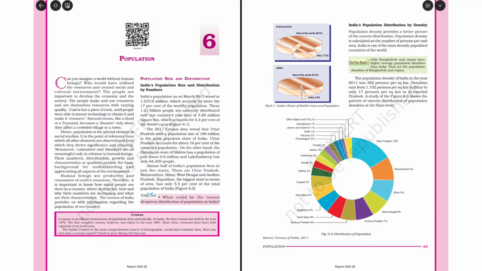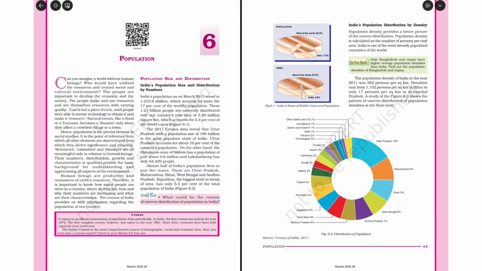And the complexity deepens because, as the text emphasizes, that population is wildly unevenly distributed even within those borders. Yeah, the text gets into the specific states here. It says, the 2011 census data reveal that Uttar Pradesh, with a population size of 199 million, is the most populous state of India. Uttar Pradesh accounts for about 16% of the country's population. Wait, 199 million in just one state? Yes, and then it compares that to the other extremes.